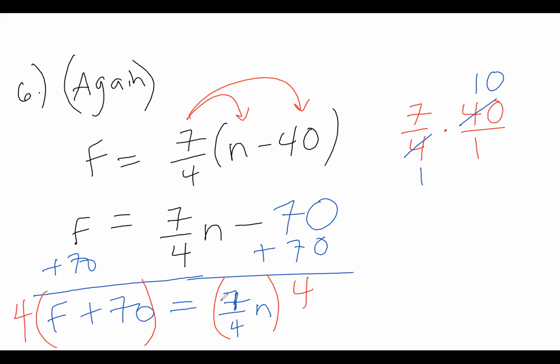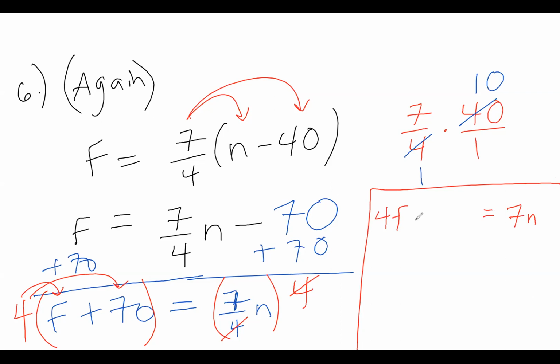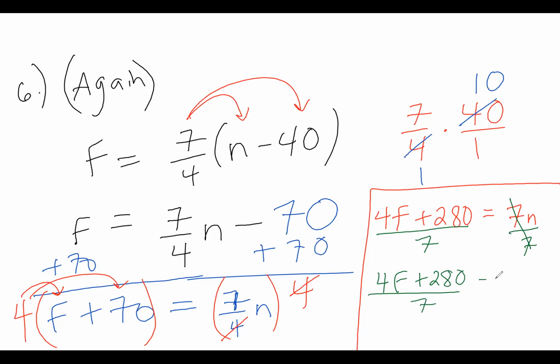Okay, so I now have 7/4 n times 4 on the right side. The 4's cancel out, so that'll just be 7n. On the left side, I've put the whole left side in parentheses, so I have 4 parentheses f plus 70. Let's distribute that 4. So now it's 4f plus 280. And last step, to get that n by itself, now I can divide both sides by 7. Okay, now I'm putting the entire expression over 7. So here's one way to write the answer. As one big fraction, 4f plus 280 all over 7 equals n. That's one way to write the answer.